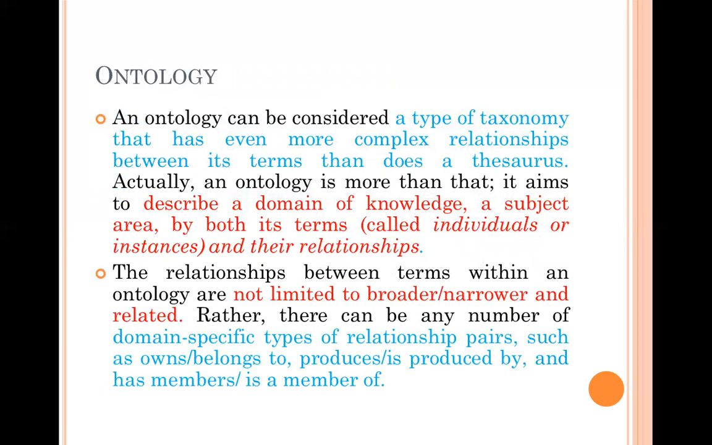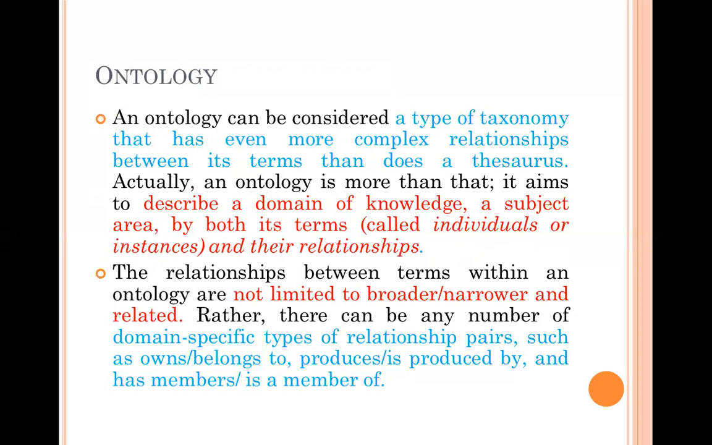See, even ontology is a kind of taxonomy, but the only difference is that in ontology, we have more complex relationships expressed between the terms. See, in a taxonomy or a thesaurus, we talk about broader term, narrower term, related term, scope notes. That's all. These are the only kinds of relationship we are expressing. But in ontology, you can describe any domain of knowledge. Any subject can be defined in terms of terms and the relationships existing between them.